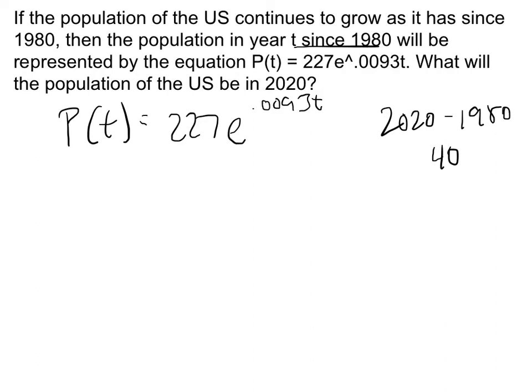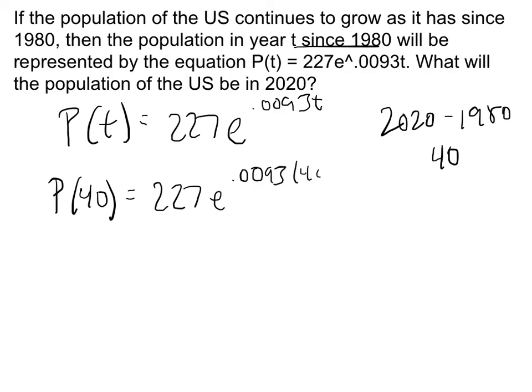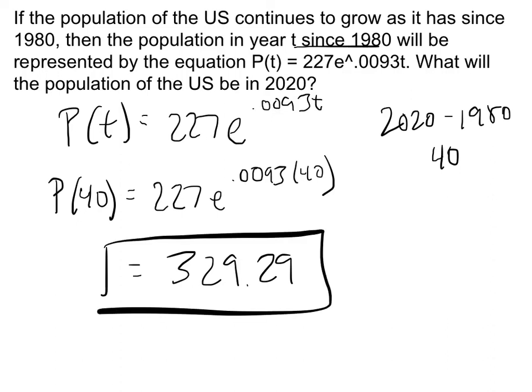Sorry about the sirens. So what I'm going to find is I'm going to find P of 40, and that's going to tell me what the population is going to be in 2020. So that's 227 times e raised to the 0.0093 times 40. And when we enter that into our calculators, we get 329.29. So that's going to be the population of the U.S. in 2020. It's 329.29.